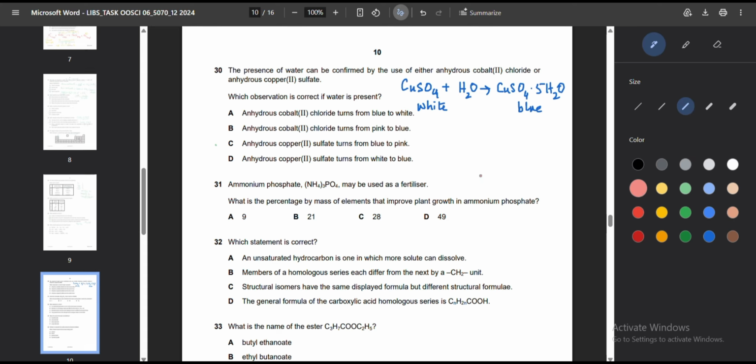Okay, and for cobalt chloride, CoCl2, when you add water to it, what is the color? It is blue, and it changes to pink. CoCl2 with 6 molecules of water, its color is pink. So change from blue to pink is the positive test for water. Now let's see what is the correct option.